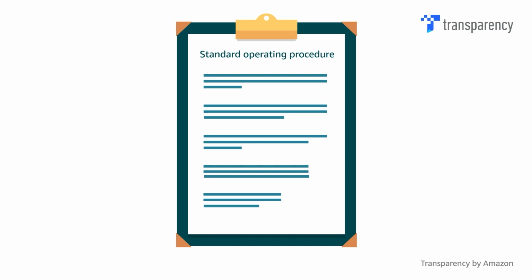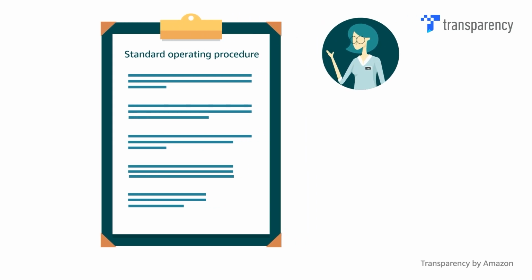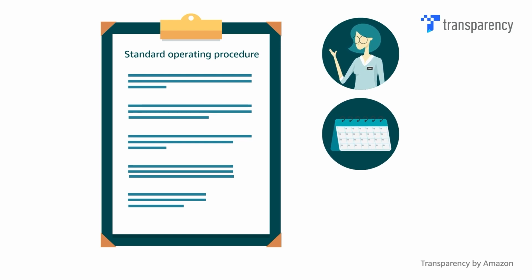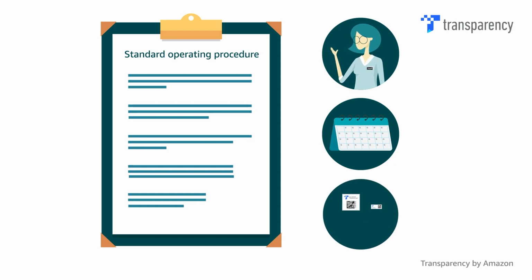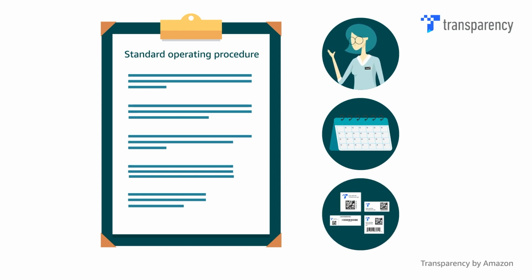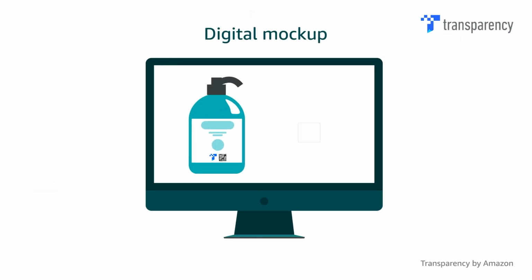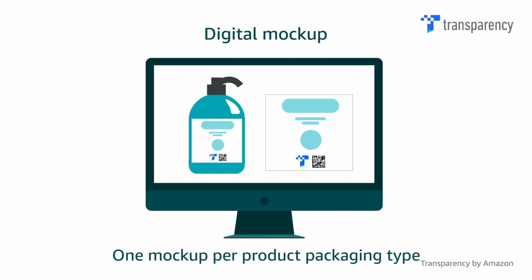When drafting the SOP, you will define responsibilities by specifying who will oversee the labeling operations. You will define an estimated effective date to start labeling. Finally, you will indicate your label type and include a digital mock-up of the labeled unit. A digital mock-up is a picture or a graphic design of your product packaging indicating where to place the transparency label. We ask for one mock-up per product packaging type.